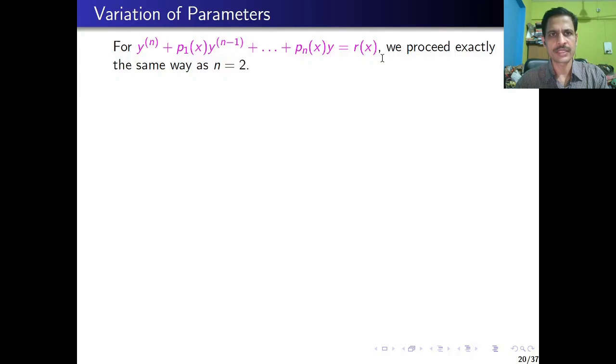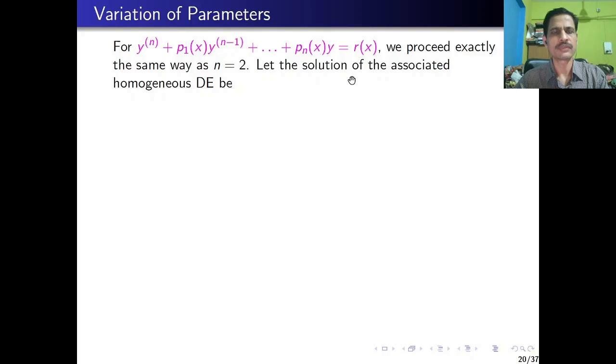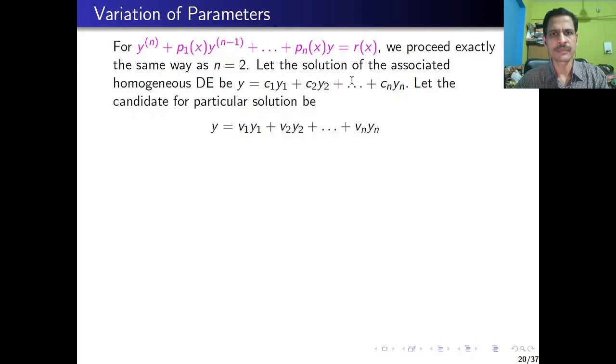For this nth order linear non-homogeneous differential equation, we proceed the same way as we did for n equal to 2. Let the solution of the associated homogeneous differential equation be y is equal to c1 y1 plus c2 y2 plus so on plus cn yn. So here y1, y2 and yn are linearly independent solutions of the associated homogeneous differential equation.